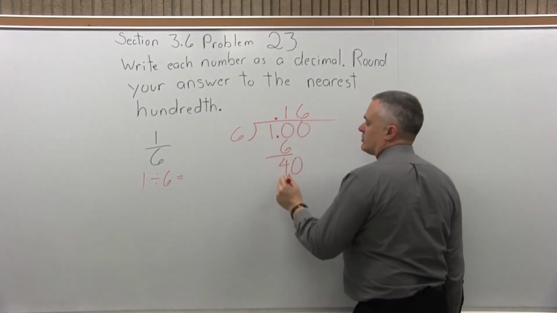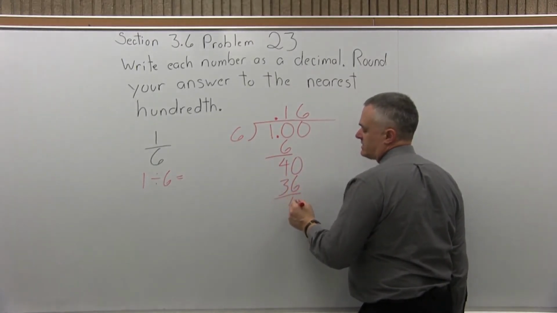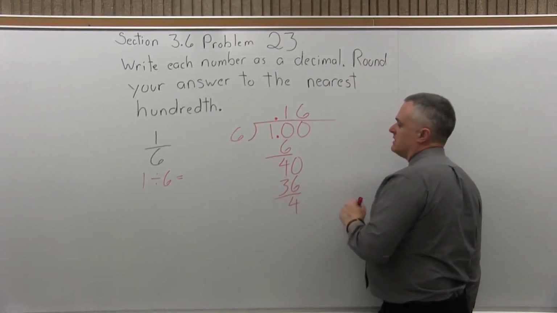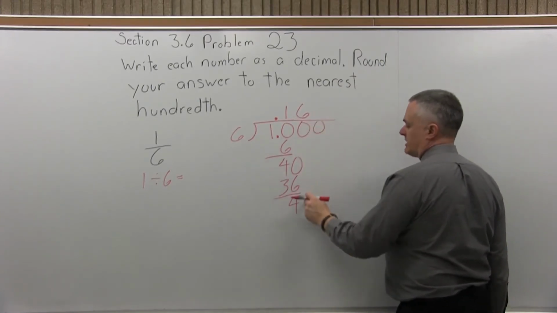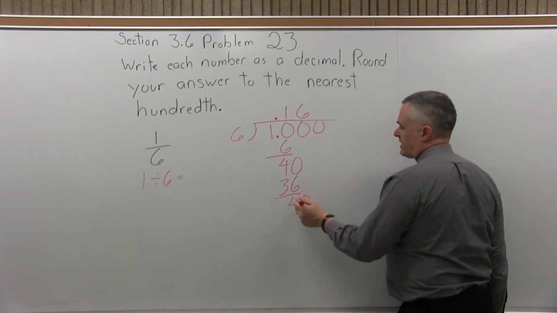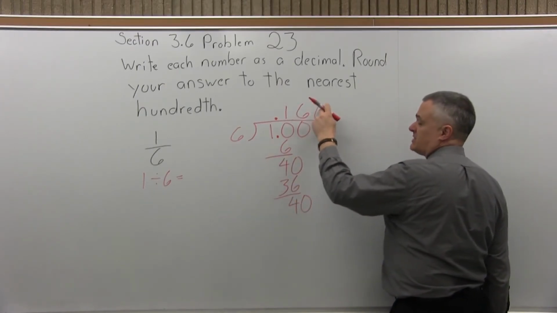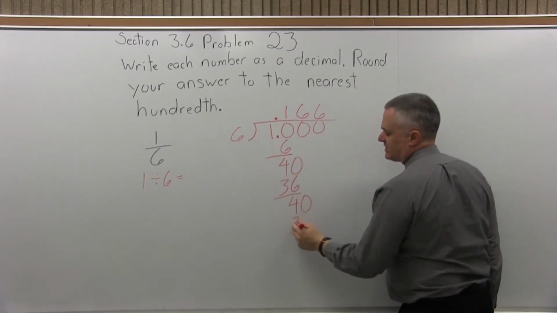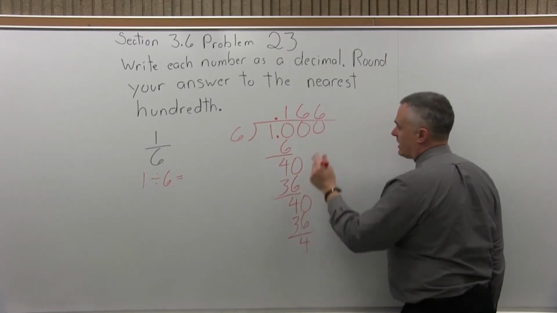6 times 6 is 36. 40 minus 36 is 4. So it still didn't go in evenly. So what I do is put another 0 on the top, bring it straight down next to the 4. It becomes a 40. 6 divides into 40 6 times again. 6 times 6 is 36. Again, I have 40 minus 36, which is 4.